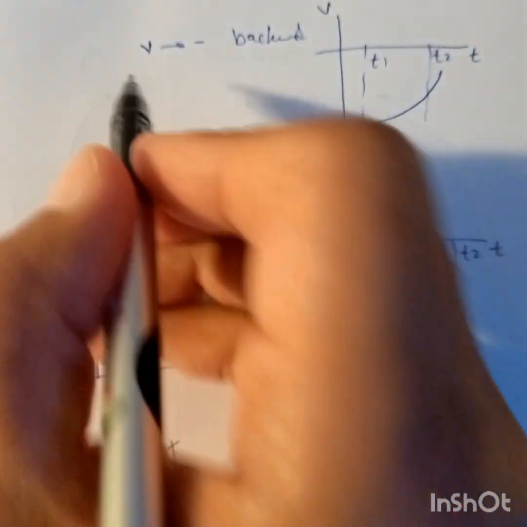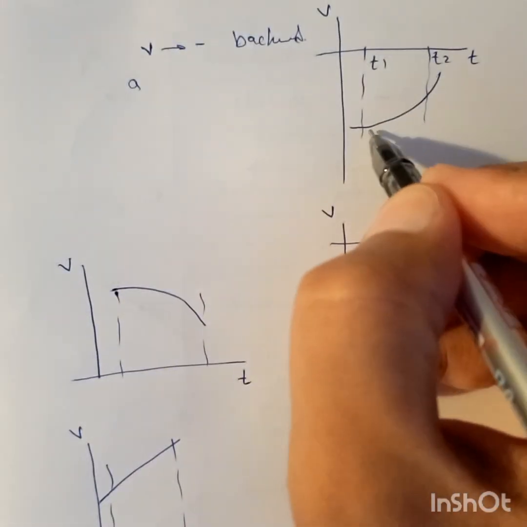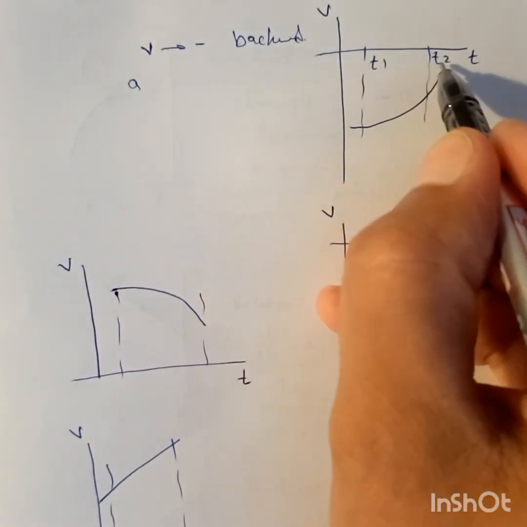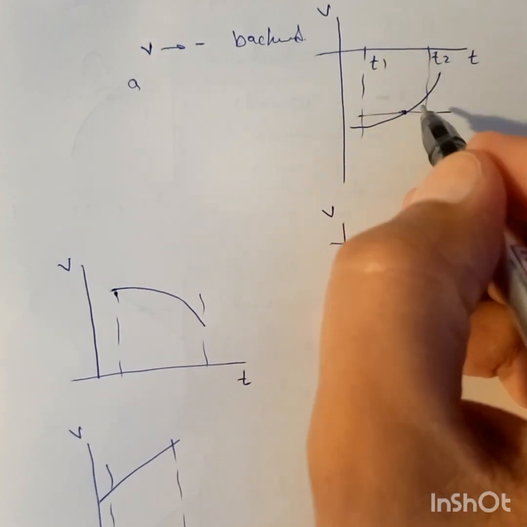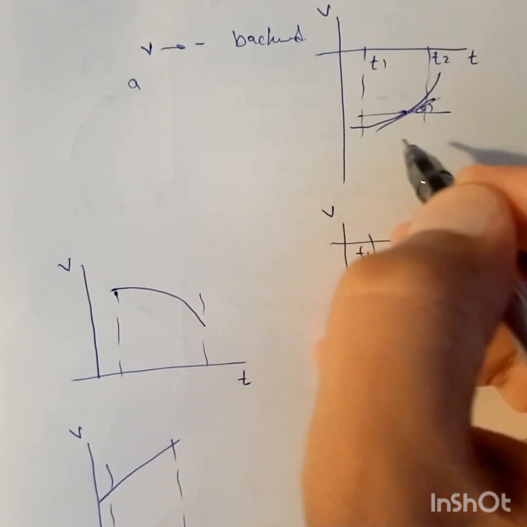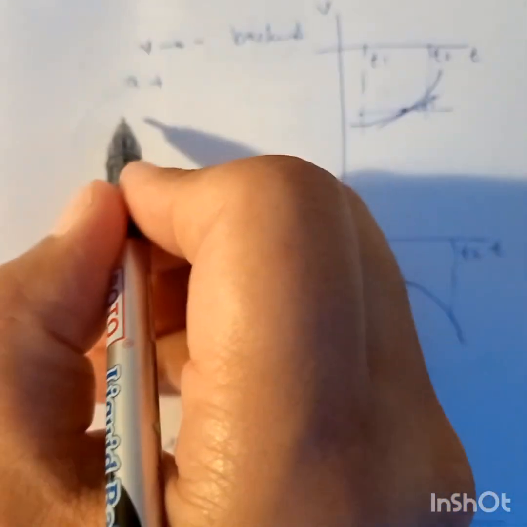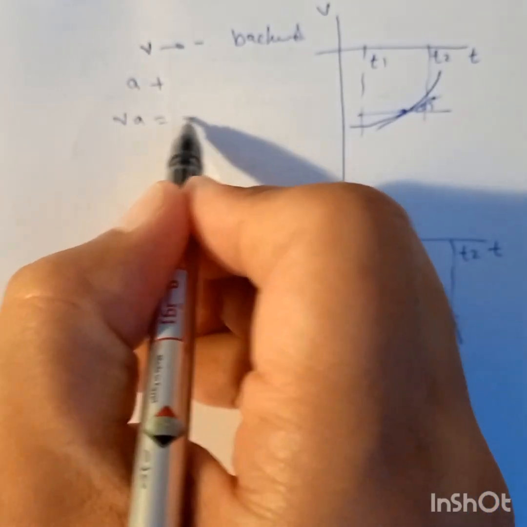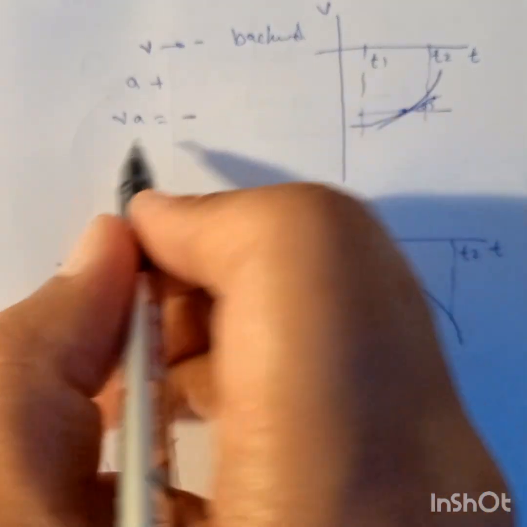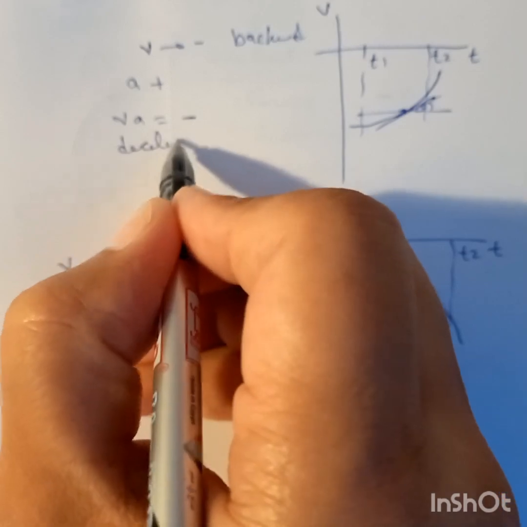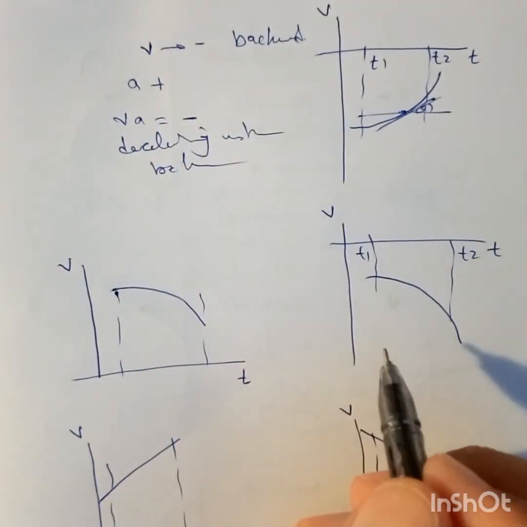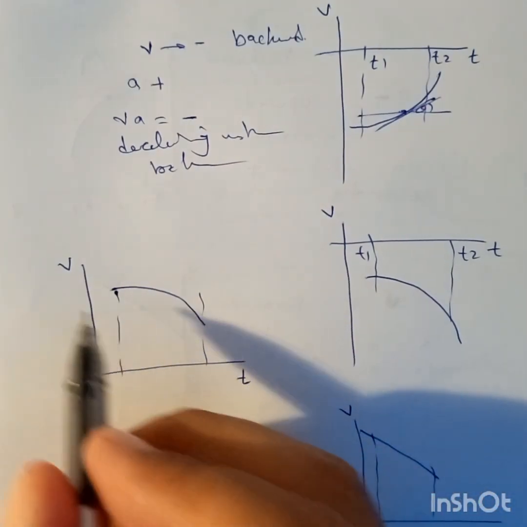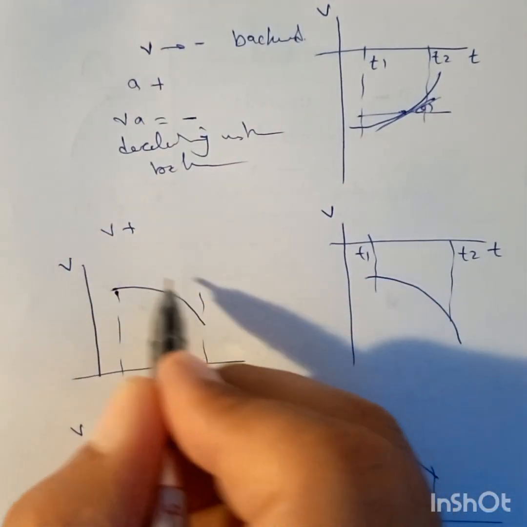Okay. Acceleration is the slope of the tangent at any moment between t1 and t2. Here, if we draw this axis parallel to the x-axis, then this tangent angle theta is acute, so acceleration is positive. Okay, we can multiply v and a. This leads to a negative sign. Then we have decelerating motion in backwards direction.